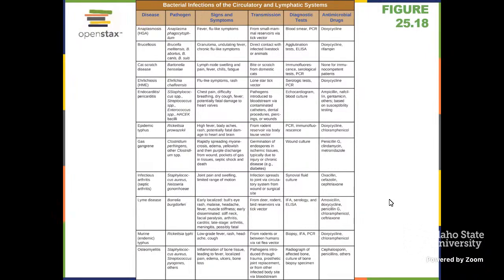So handfuls of different bacteria: anaplasmosis, Anaplasma phagocytophilum, flu and fever-like symptoms, and we can see little rodents potentially serving as reservoirs for anaplasmosis. Brucella, brucellosis: Brucella melitensis, abortus, canis, and suis, handfuls of different species. It causes undulating fever. It's a big issue in livestock, where abortus causes abortion in livestock, cattle, big concerns.